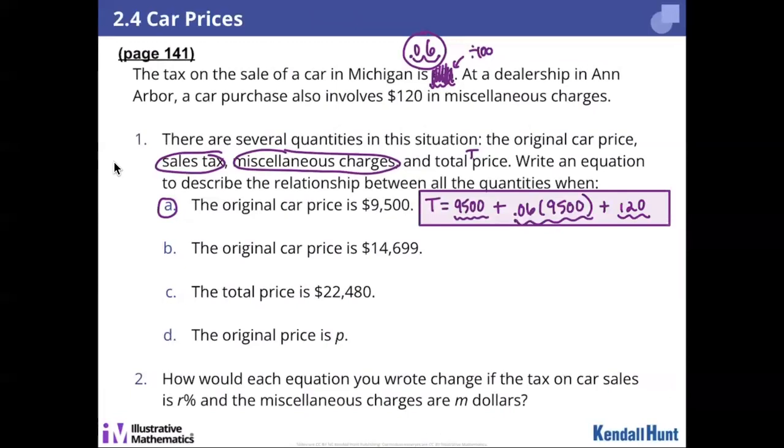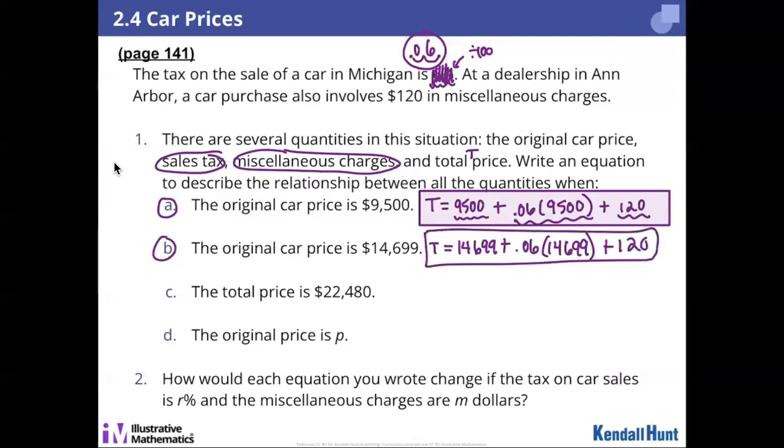Now, for part B, it says what happens when the original car price is $14,699. Well, most of my equation isn't really going to stay the same. The main thing that's going to change is the total price of my car that we see here. Instead of being $9,500, it's going to be $14,699. But my sales tax isn't changing, and my miscellaneous charges aren't changing either. The only thing that's really changing in this part of the problem is the price of the car.